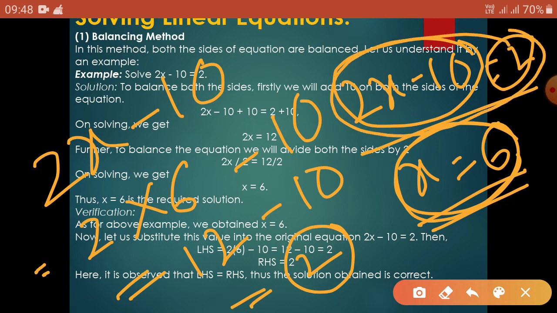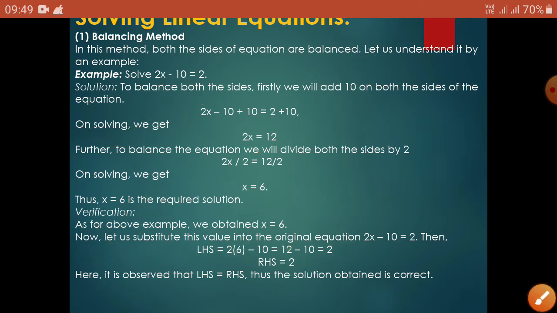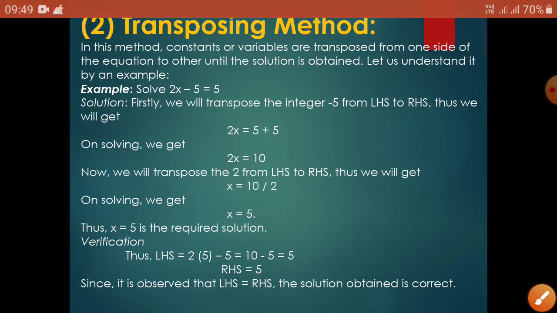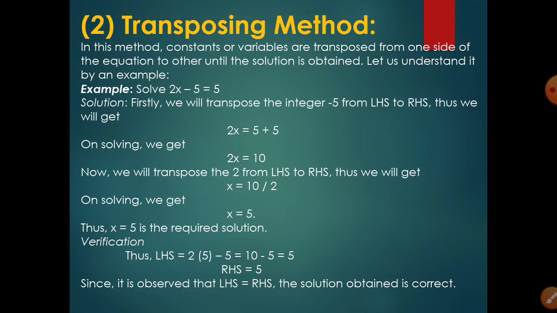Okay, so the method we are using here is the balancing method, because all the time we are trying to balance the sides. At first we balance it by adding 10, then dividing by 2. Okay, I think it is clear. Go to the next slide. Now it is the transposing method. Okay, let us understand by an example.